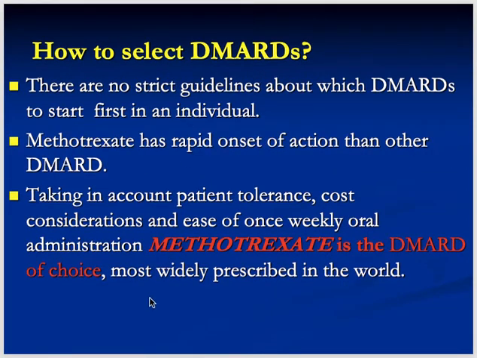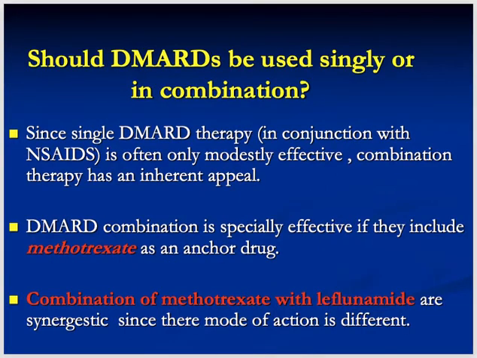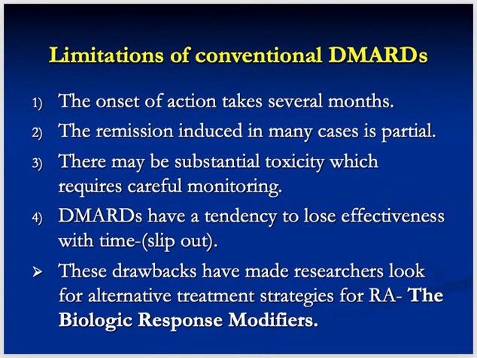So how to select DMARDs? Of course, select methotrexate first of all. Then add on, okay? So should it be used singly or in combination? By the way, this slide I'm answering from my own information. But yes, in the start it should be used singly, but if needed, add-ons should be made later on, right? Of course, these are guidelines given by different agencies, okay?